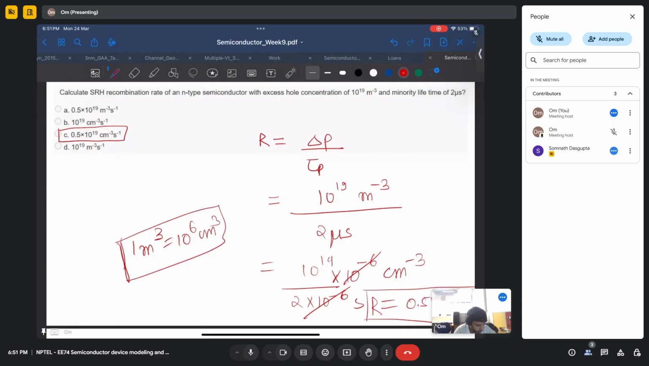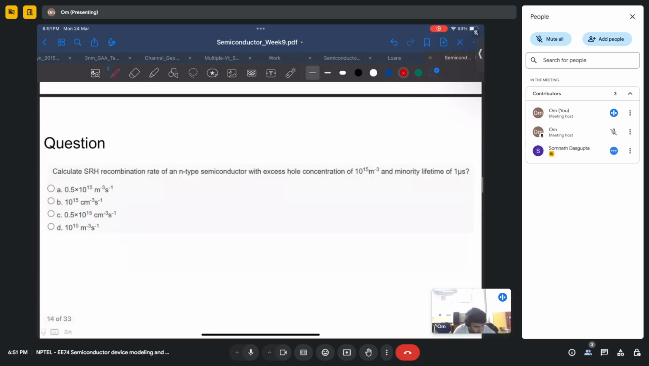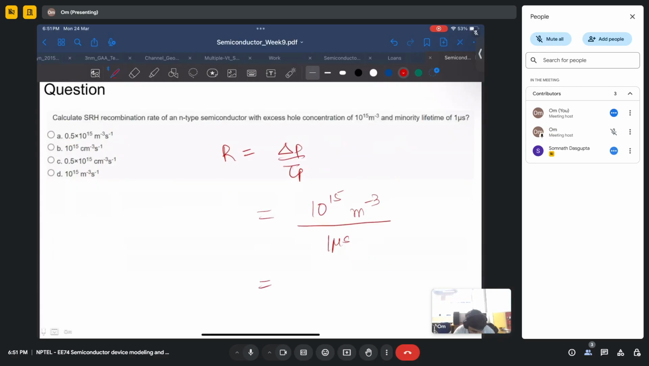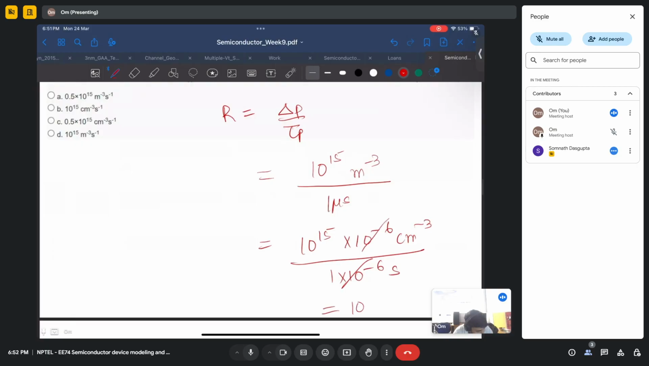Okay, so next question, let's check this one first. This is again a similar question, just with different numbers. We again have to find R. 10 to the power 15 into 10 to the power minus 6, if I say per centimeter cube, and 1 microsecond is 1 into 10 to the power minus 6 seconds. So this will cancel and I will get 10 to the power 15 per centimeter cube per second. This is option B.